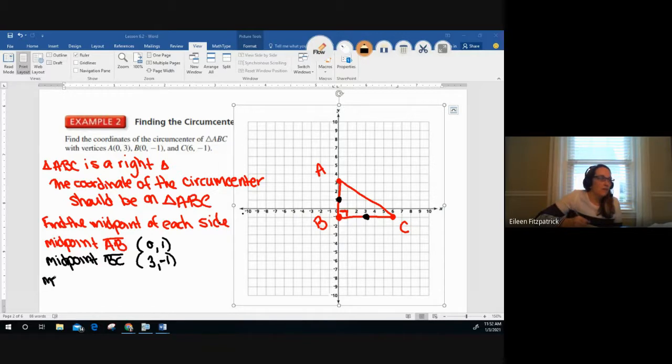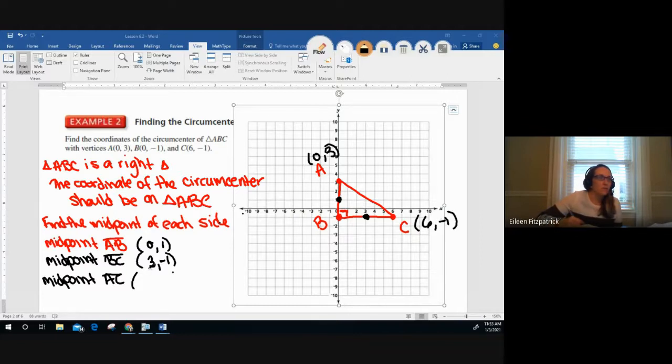And then finally, the midpoint of AC. Now for this one, we're going to want to use the midpoint formula. So the coordinates of A, and I can list them here even though they're written right here as well, and the coordinates of C, 6, negative 1.